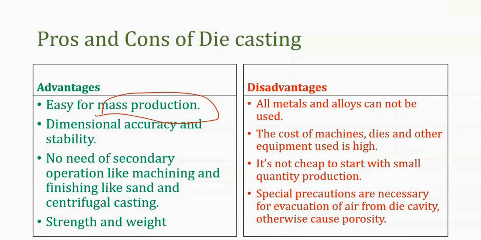So when your production quantity is very low, you can select either a sand casting process or a centrifugal casting process. You should not go for the die casting process since the equipment cost is very high.